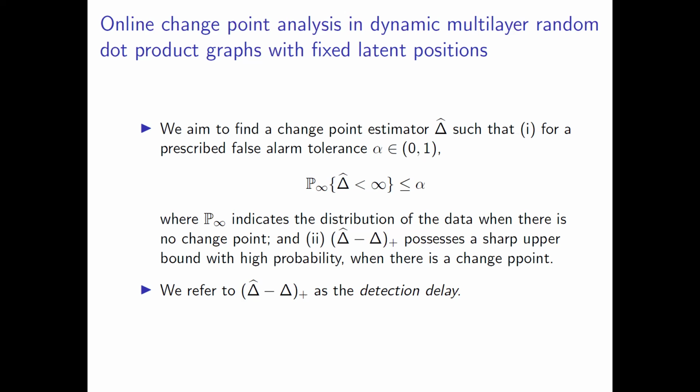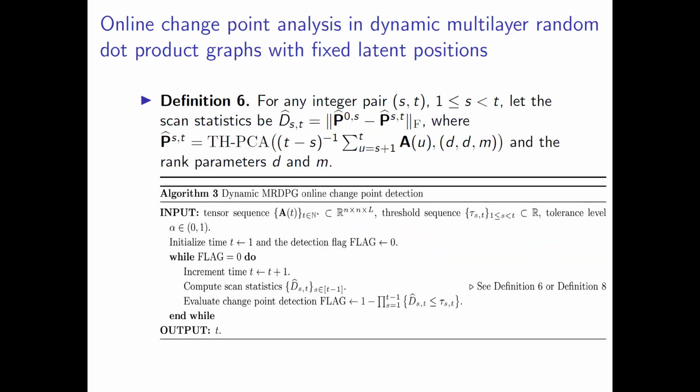At the same time, we want the difference between the estimated change point and the true change point, which is known as the delay, to be small. So we want to control the type 1 error while having a quick detection of the change. That is what we want.